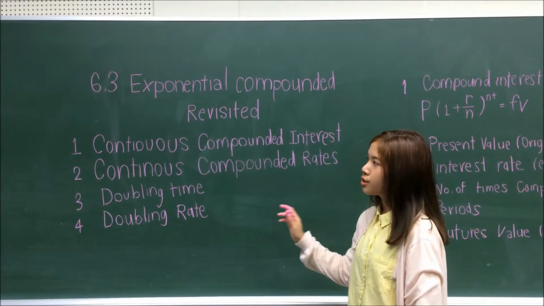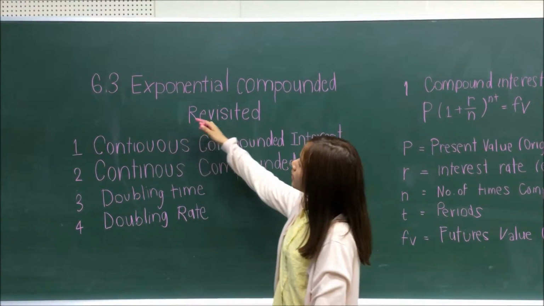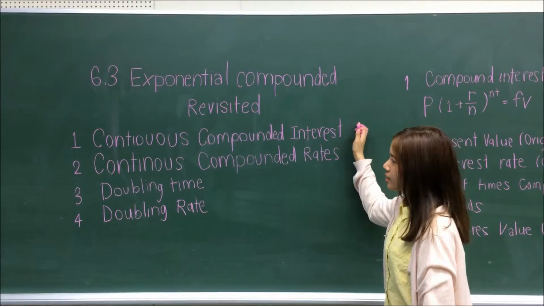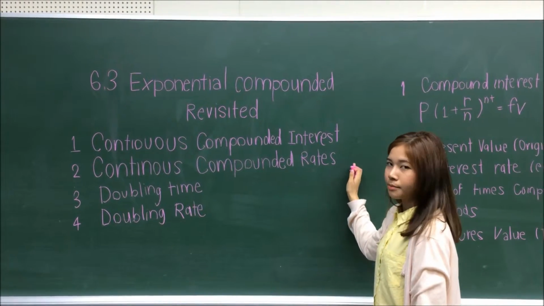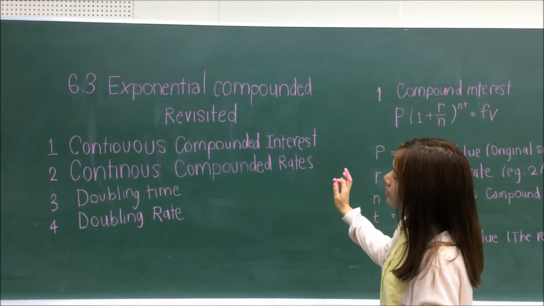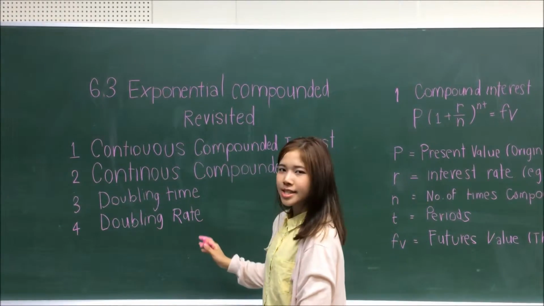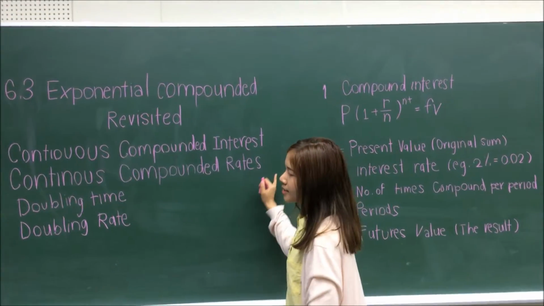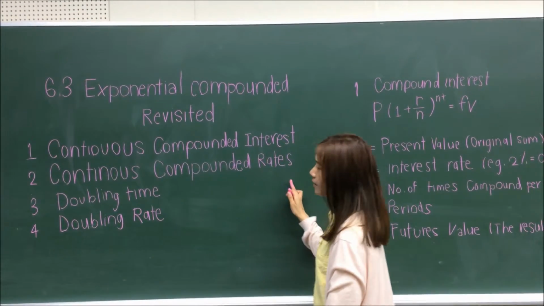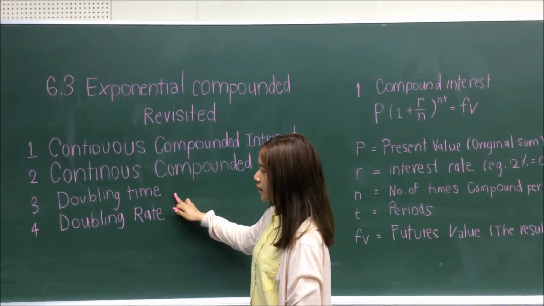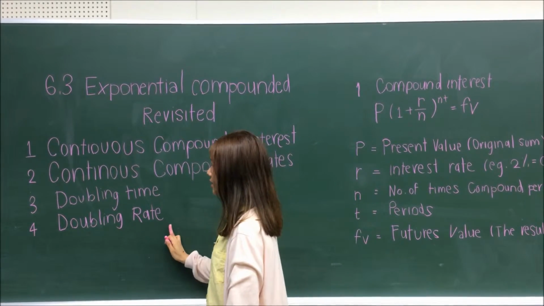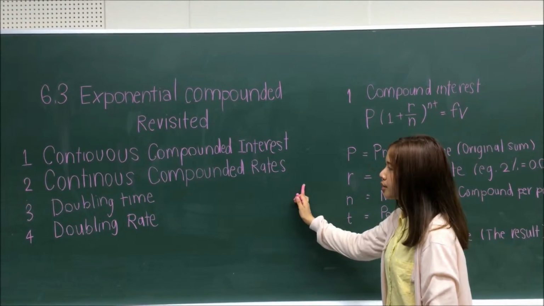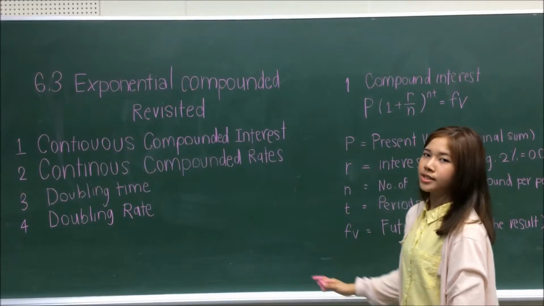So today I'm going to teach you chapter 6.3 about exponential compound interest. In this chapter there are four main points about exponential compounding. Let's start from the first one, continuous compound interest. Second is continuous compound rate, third is doubling time, and fourth is doubling rate. Today I'm going to explain how to solve problems for these topics.